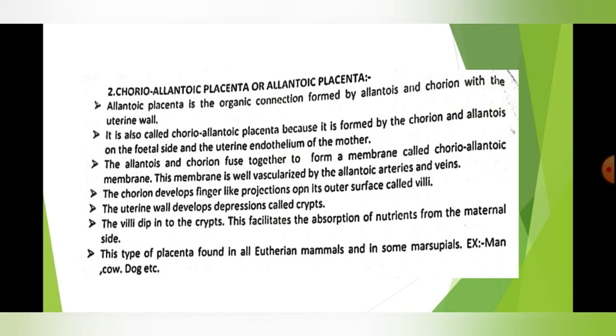The second type of placenta is chorioallantoic placenta or allantoic placenta. This is the organic connection formed by allantois and chorion.